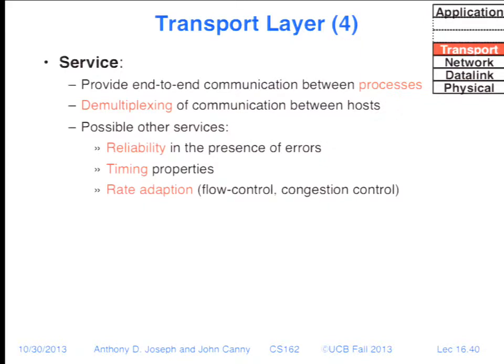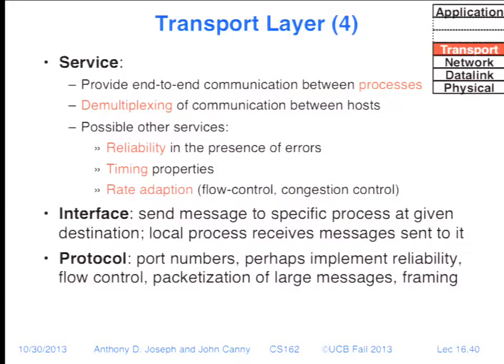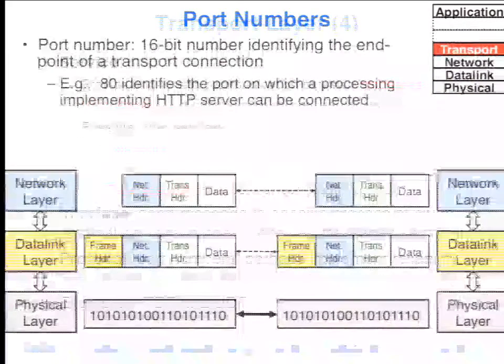The transport layer, this is where TCP lives, and so it can be responsible for reliability, sometimes timing properties in protocols like RTP, which is a real-time protocol, and things like rate adaptation. So TCP does include flow control and congestion control. All right. So the interface is both a network address and also a port address. The main idea is to provide this service address or port number and possibly the other services that we listed up here. Okay. TCP and UDP both live here. TCP is the reliable transport, and UDP is a simple connectionless datagram transport.